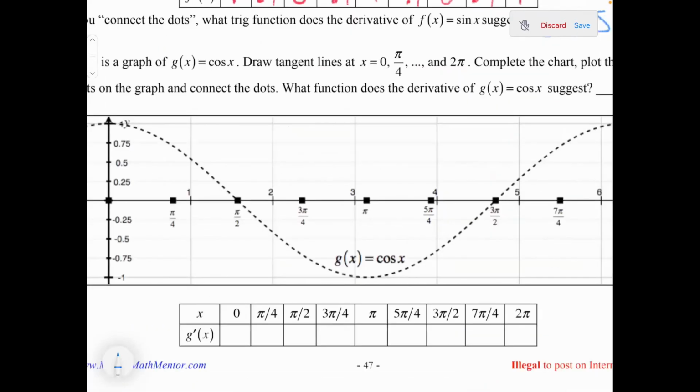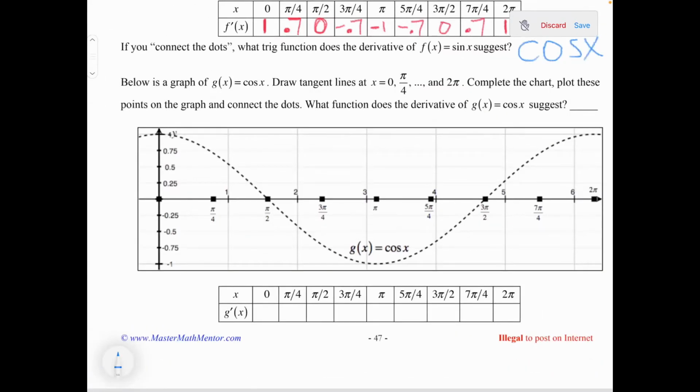We're going to sketch these tangent lines. There's one there at 0, pi over 4, pi over 2, 3 pi over 4, pi, 5 pi over 4, 3 pi over 2, 7 pi over 4, and 2 pi. If you need to, you can pause these videos and take a little bit of time to see what those tangent lines are.